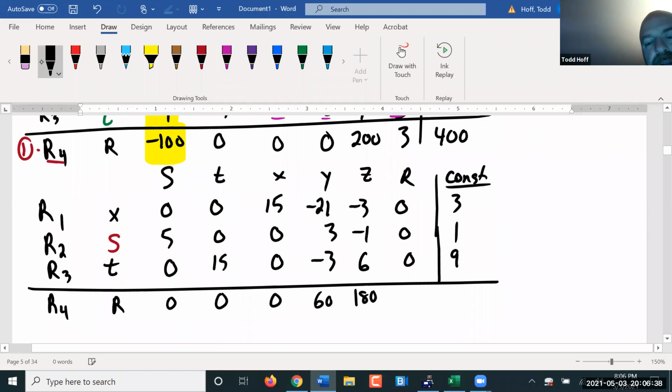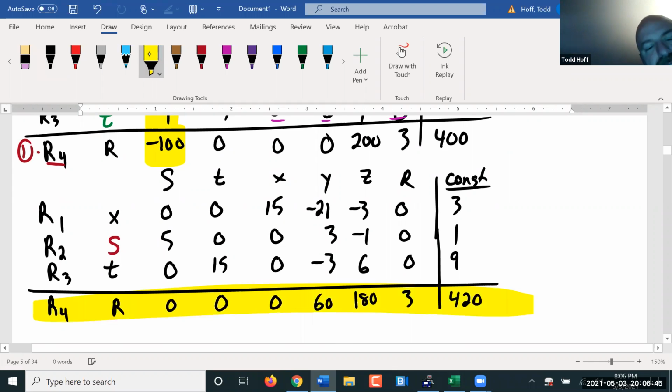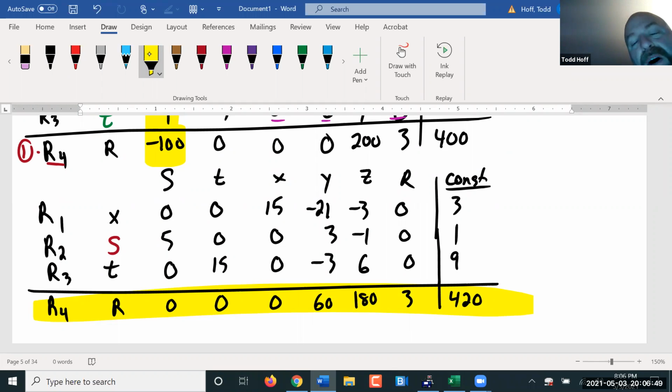0 plus 3 is 3. And 20 plus 400 is 420. Now, this bottom row is all positive, which means we're done. Now, our solutions read out a little bit different here.